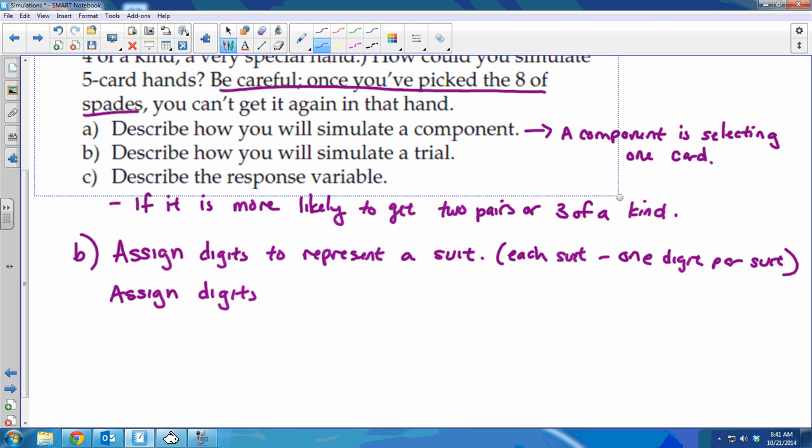And then you have to assign digits to each card type. So maybe 1 is an ace, and 2, 3, 4, 5, 6, 7, 8, 9, 10 are the number cards, and 11, 12, and 13 are jack, queen, king, whatever. But you're going to have to assign numbers to the actual cards as well. So when we're doing a trial, each component is not going to be one number, right? We're going to have to generate 2 numbers to represent a card.